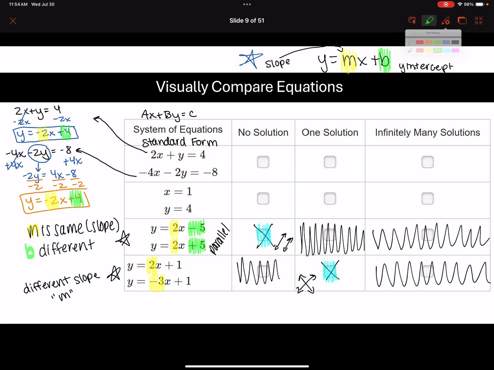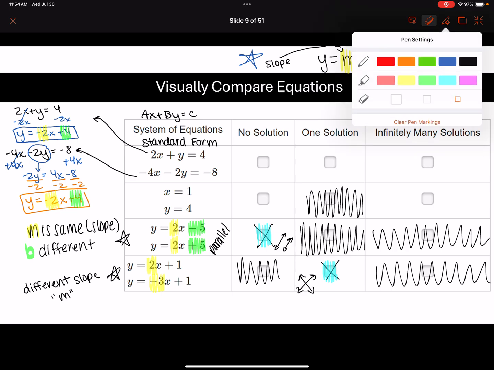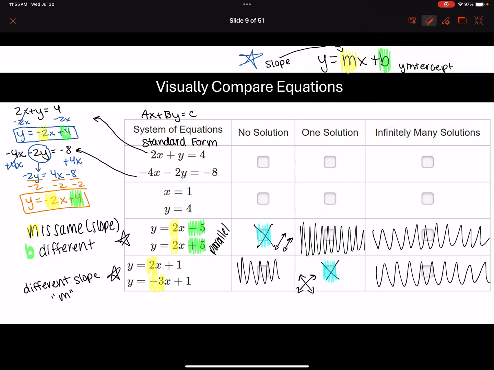So going back to those rules that we had, since my slopes are the same, it can't be one solution. Not possible. Oops, that's the wrong box. Sorry about that. Let me clean that up. Okay, so it can't be one solution. It either is no solution or infinitely many. So we know at least that they're parallel because their slopes are the same. The next thing I ask myself is, well, what about the y-intercepts? In this case, the y-intercepts are also the same.